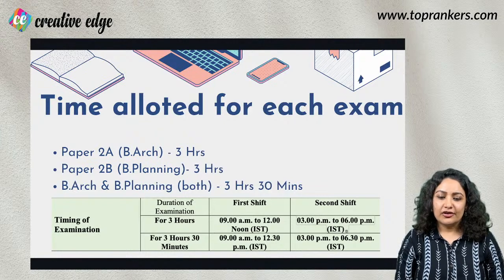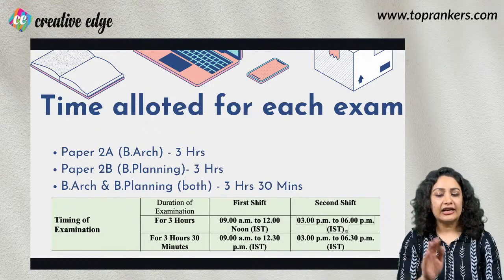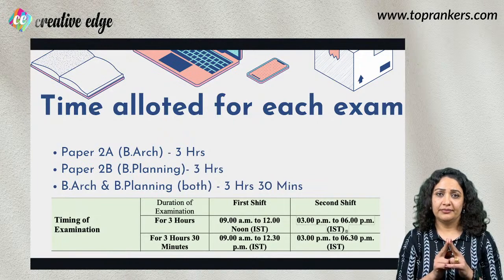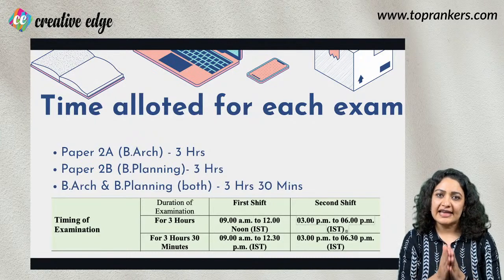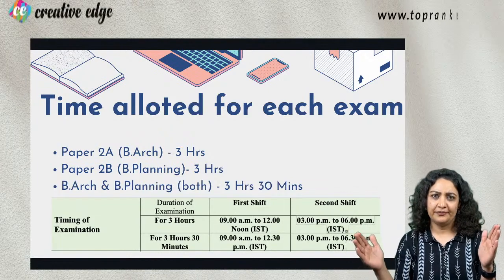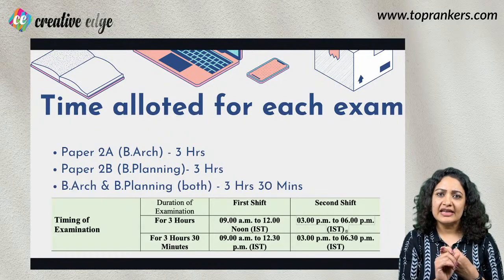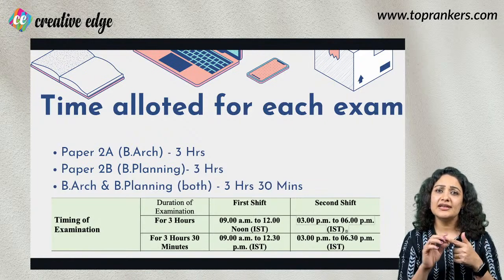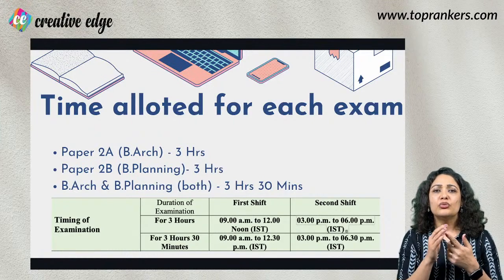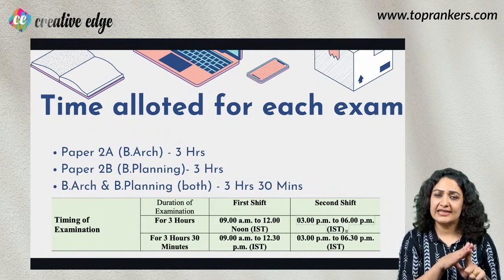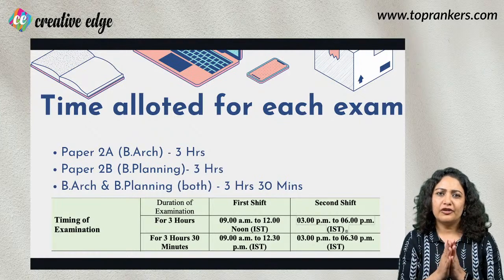As you can see on your screens, paper 2A for B.Arch is for 3 hours. If somebody is giving only B.Planning, it is also for 3 hours. But if a student has opted for B.Arch and B.Planning together, then the examination is going to be for 3.5 hours. As we have seen earlier, mathematics and aptitude are similar in both examinations. The only thing different is, in B.Arch you have drawing, in B.Plan you have planning. So these 2 papers have only this half-hour differentiation. You get 3 hours for your individual paper if opted for an individual examination.